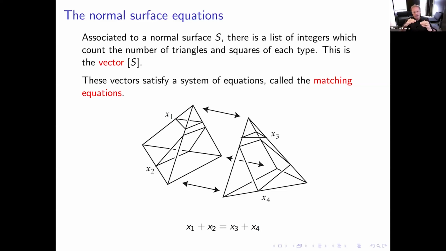Well, those arcs come from triangles and squares on one side and triangles and squares on the other. And they have to patch up. And therefore, you get this linear equation. So you get one linear equation for each arc type in each face. And those are called the matching equations.